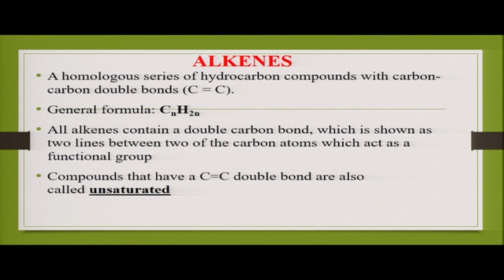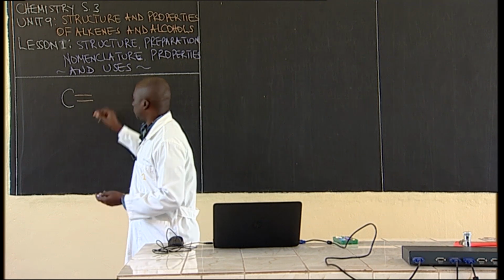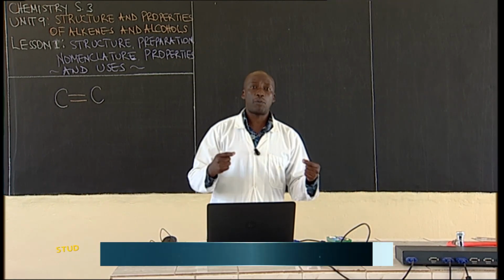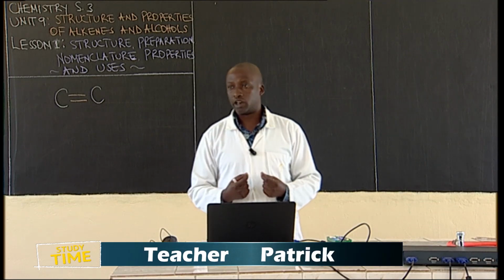So we'll start with the general information. What do we need to know about these alkenes? So these are a homologous series of compounds, a family of compounds with a double bond. That is very, very important. With a double bond. So that is very, very important to remember, that they are compounds with a double bond.